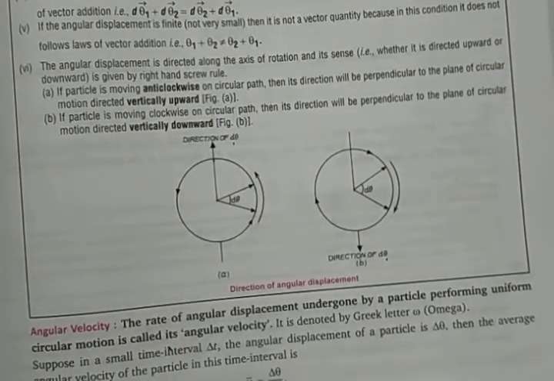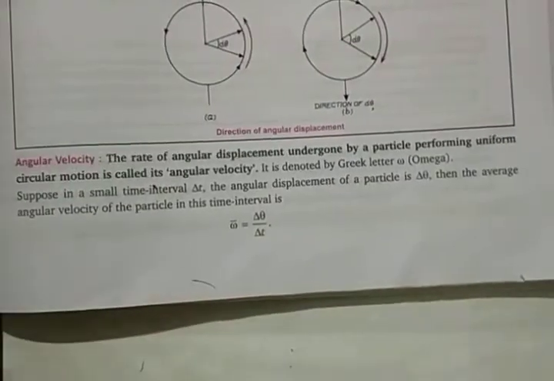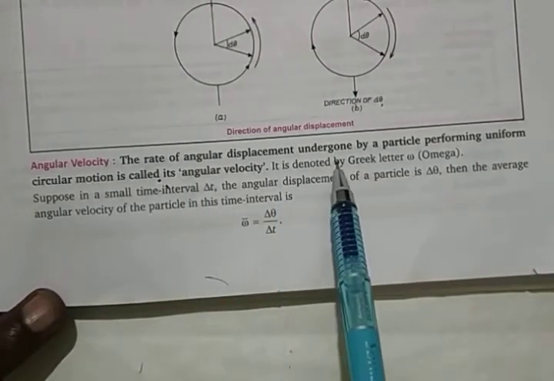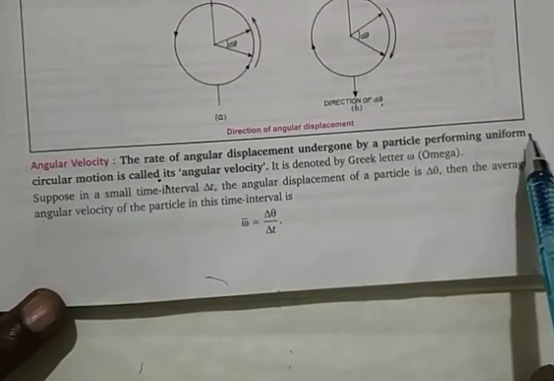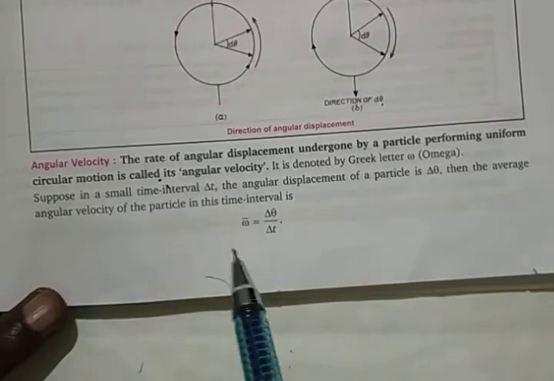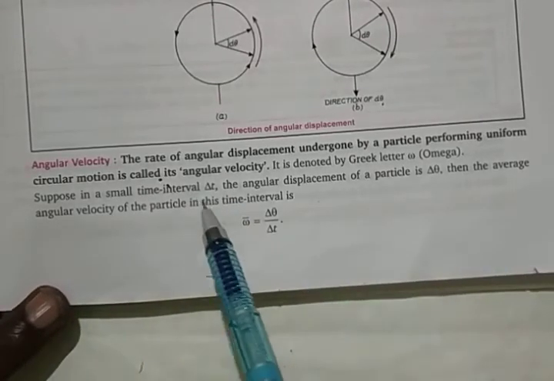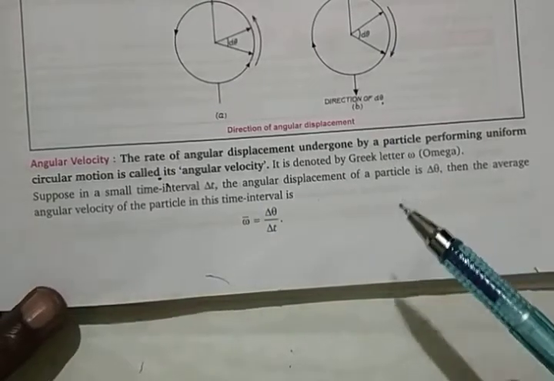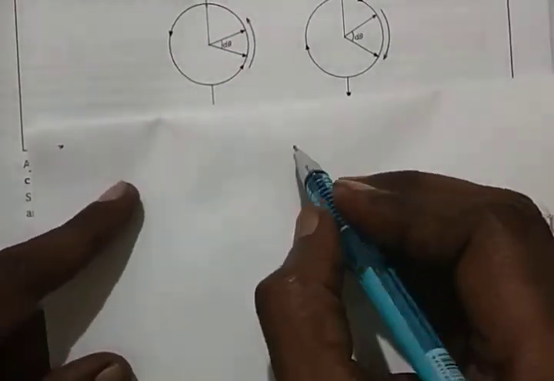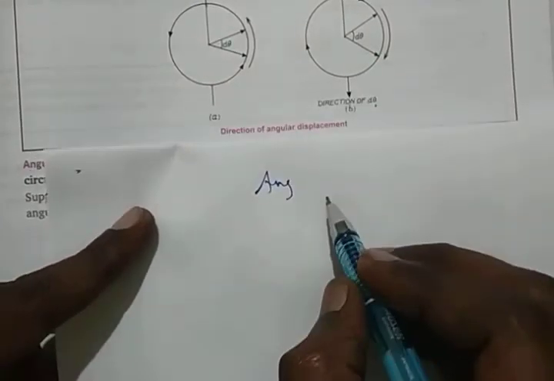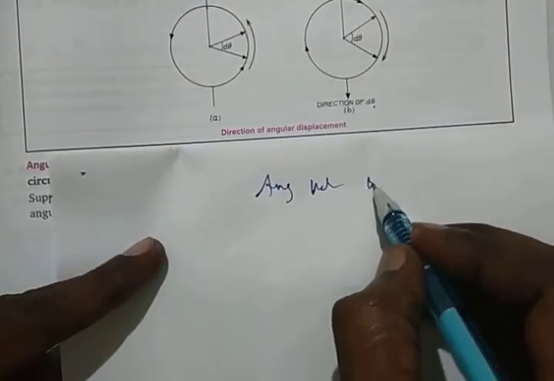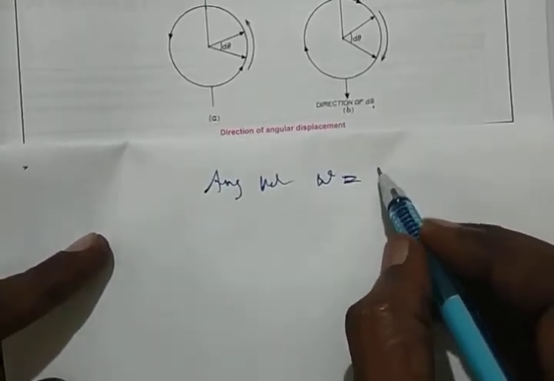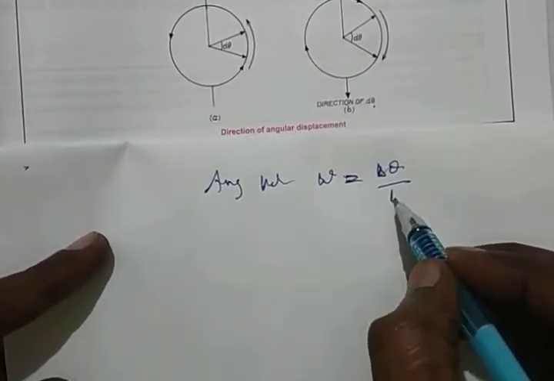Now we'll go to the angular velocity. Look at this one, angular velocity. The rate of angular displacement undergone by a particle performing uniform circular motion is called angular velocity. Please write down the definition. It is the rate of change of angular displacement. What is angular velocity? It is called omega. Omega is delta theta upon delta t.